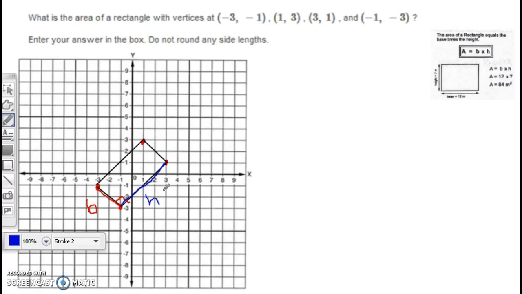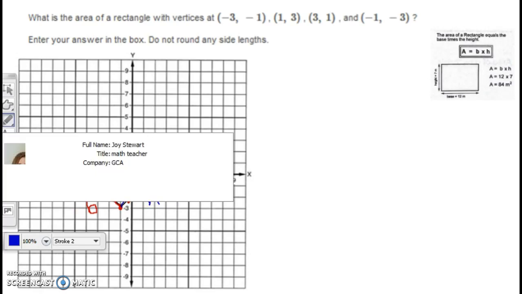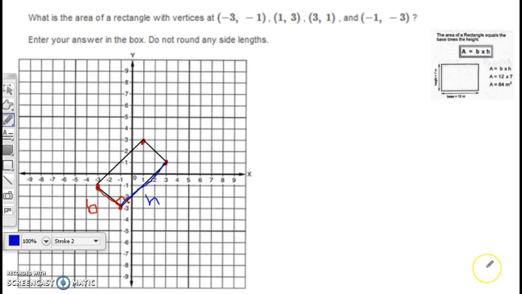Unfortunately, those don't follow the grid, so we can't just count the units to figure out the length. We either have to do the Pythagorean theorem or the distance formula. I'm going to show you the distance formula on this example, and we'll do the Pythagorean theorem on another one. So I'm going to find the height first.